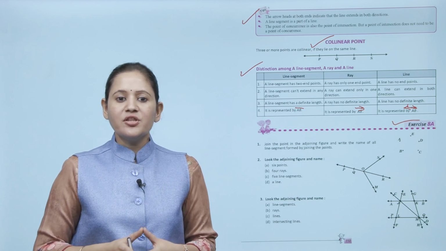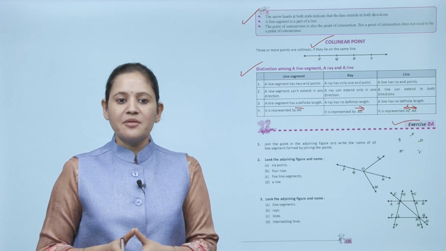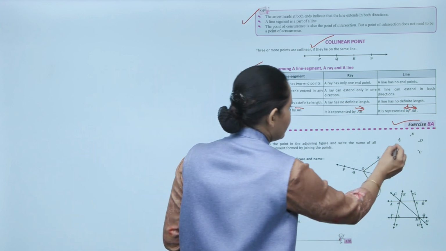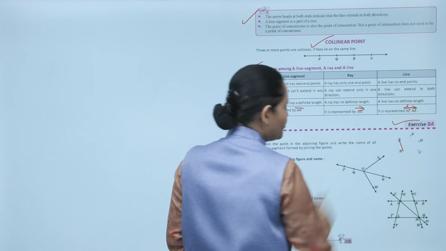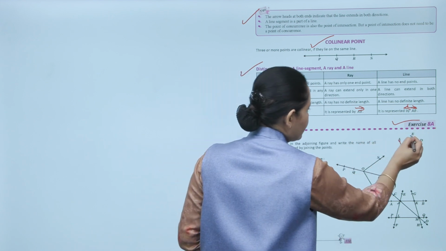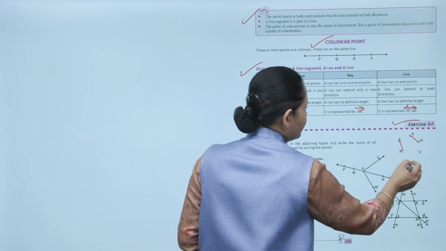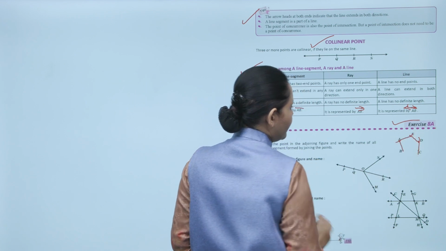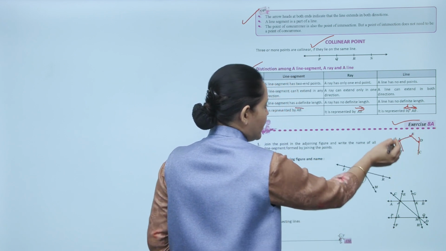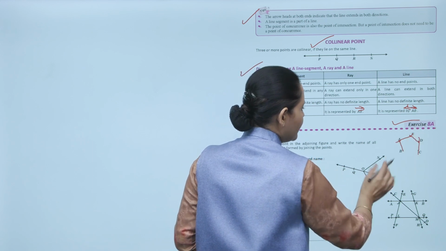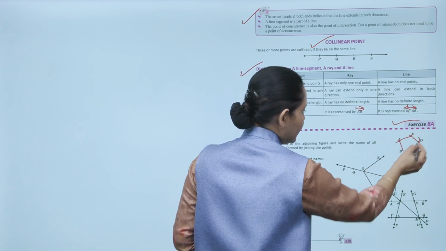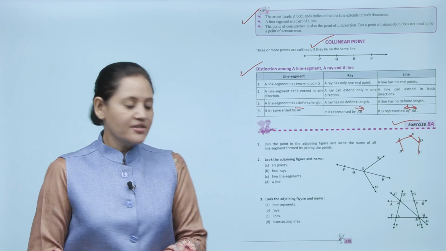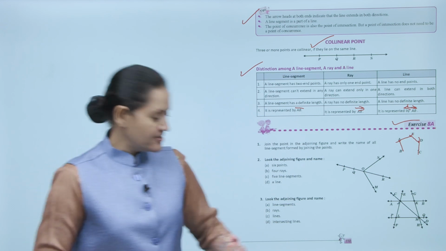Question 1. Join the points in the adjoining figure and write the name of all line segments formed by the joining points. Like A to B we can join, E to D, D to C, E to A. Like AB will be AE, ED, DC, DB. Like this we can draw many line segments. Clear? So you have to practice all the questions.